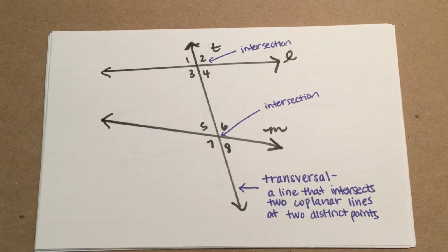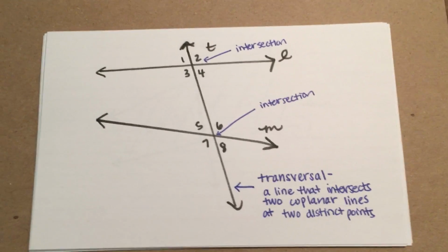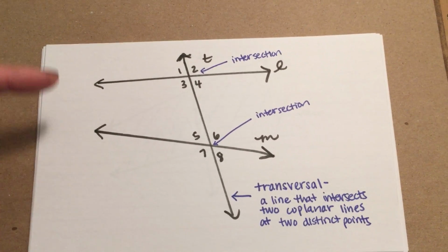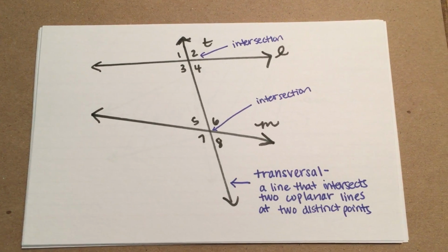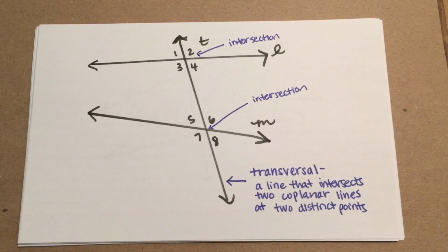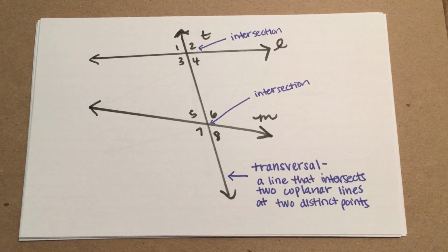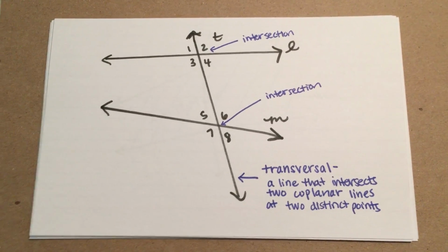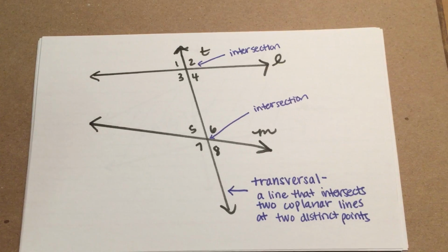All right, if you take a look at this picture, you can see that we have 3 different lines. I've named these lines line T, line L, and line M. And there's a very special name for line T that's going to be very important, and our first important word. It's called our transversal. A transversal is a line that intersects 2 coplanar lines at 2 distinct points. So you can see where it intersects line L and line M.